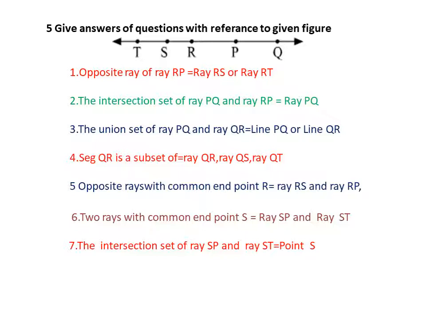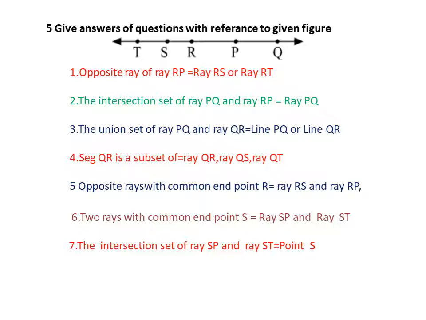Now second, the intersection set of ray PQ and ray RP. Ray PQ starts from P and goes in the Q direction. Ray RP starts from R and goes in the P direction. You know that in algebra we have seen that intersection means common. Ray PQ means this part and ray RP means this part. Then what is the common part? Only ray PQ, and therefore the answer is ray PQ.